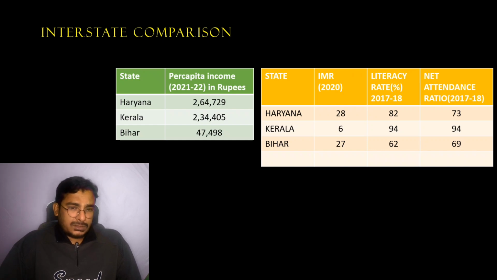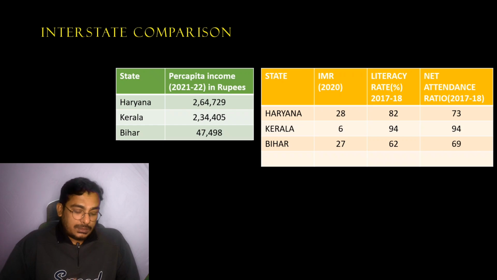Now if you look at the other table with the same three states, IMR, literacy rate and net attendance ratio are mentioned. And if you could see, Kerala tops in literacy rate, Kerala tops in IMR. See, the lower the IMR is, which is good. So it also has net attendance ratio, which is 94%. So what we can understand is Kerala has done very well in terms of human development indices. Even its per capita income is also decently good.